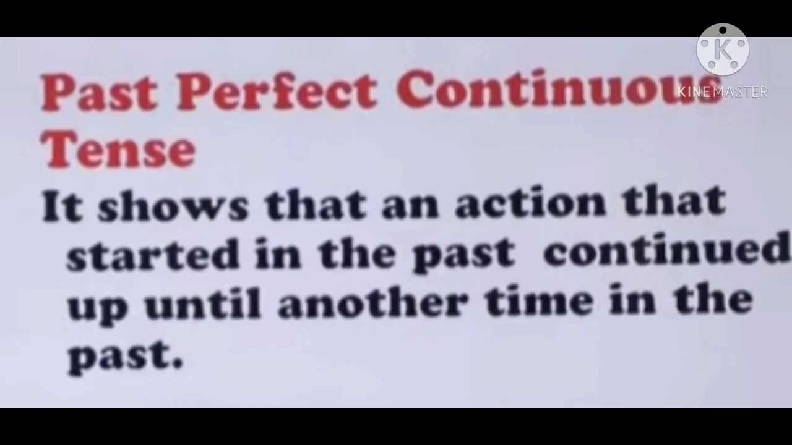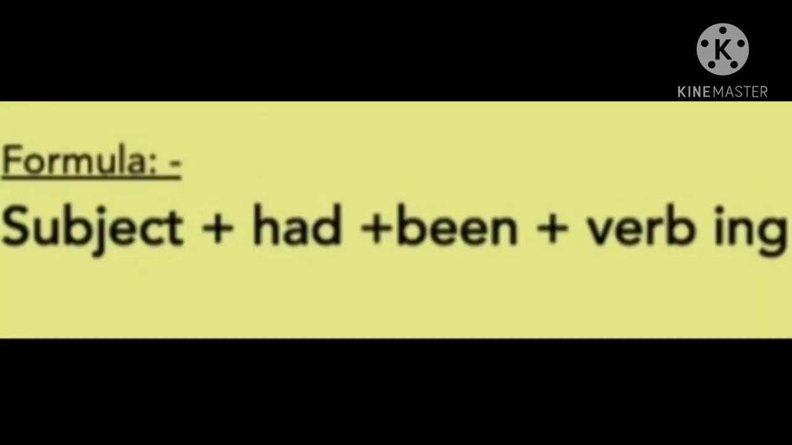Next, past perfect continuous. It shows an action that started in the past and continued up until another time in the past. The structure is subject plus had plus been plus verb plus ing form.